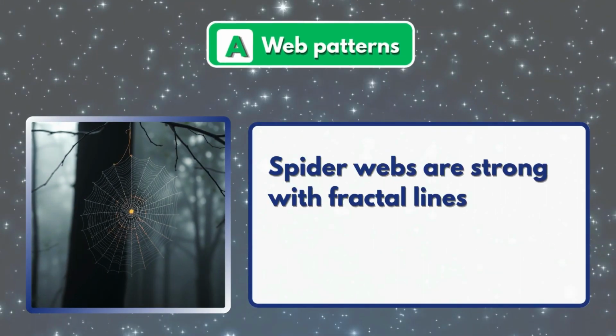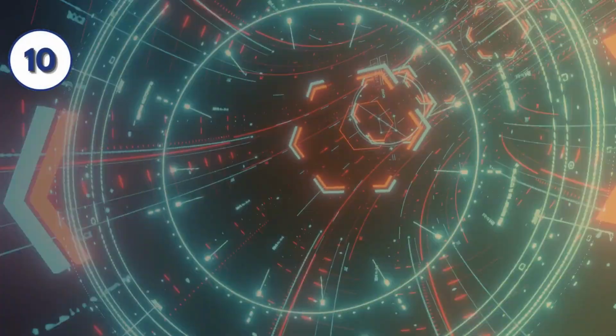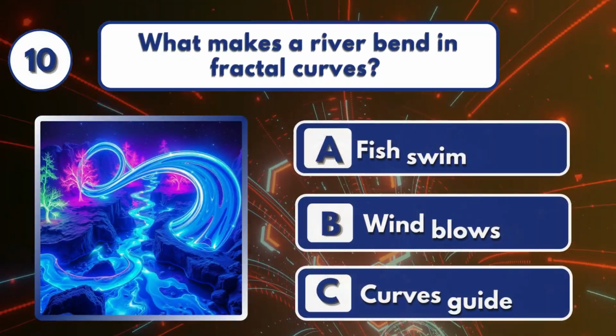Spiderwebs are strong with fractal lines that repeat in a design to catch prey effectively. What makes a river bend in fractal curves?